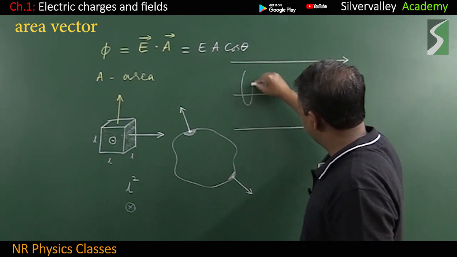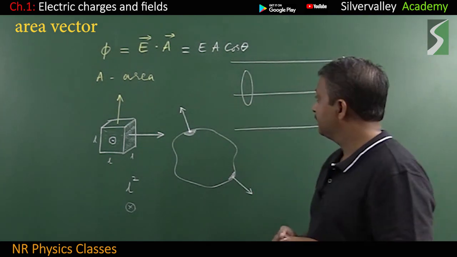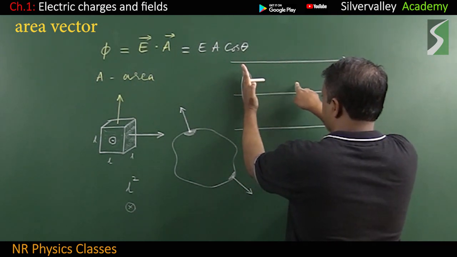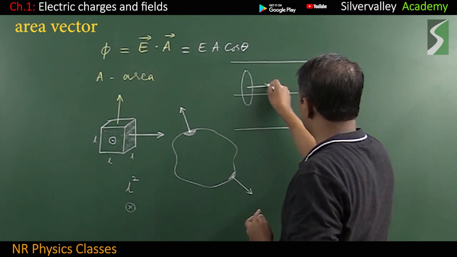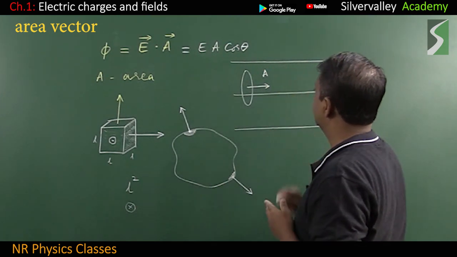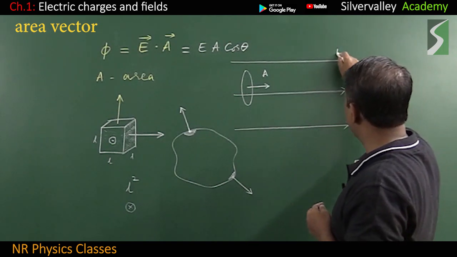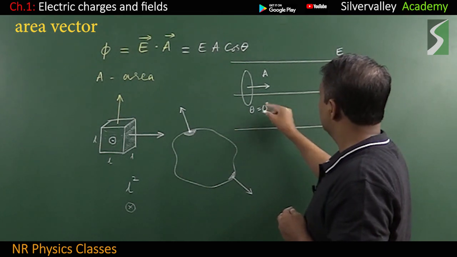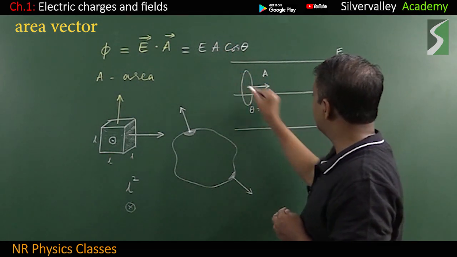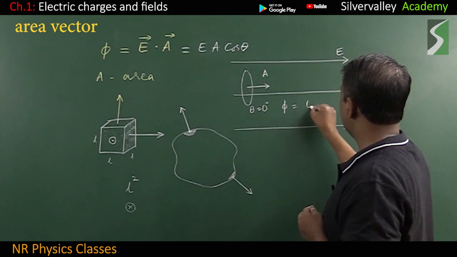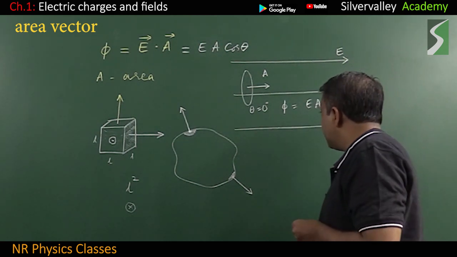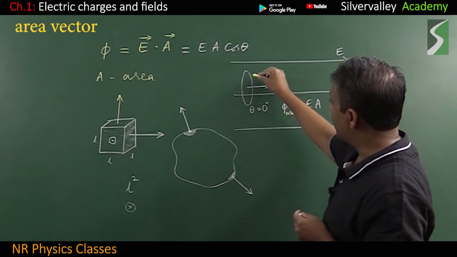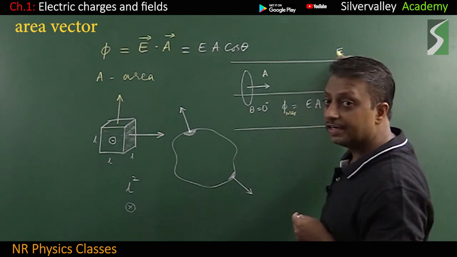This is some area, a circular area. This circular area is represented by this vector. So, this is the area vector A. The angle between the area vector and the electric field is 0. So, here theta equals 0. Cos 0 is 1. Therefore, flux equals E into A. And this flux is maximum. So, maximum flux is observed when the angle between the area vector and the electric field is 0.